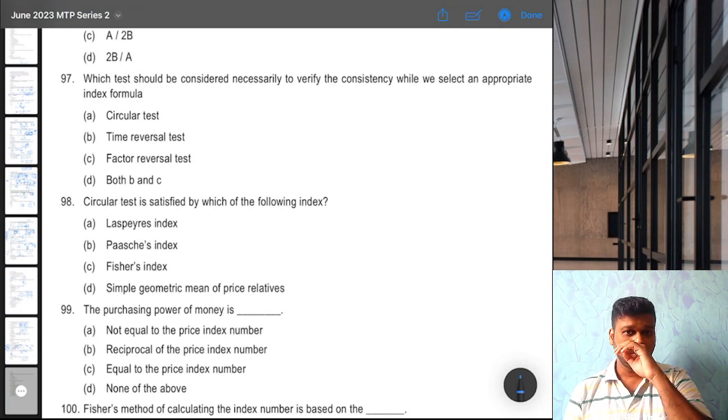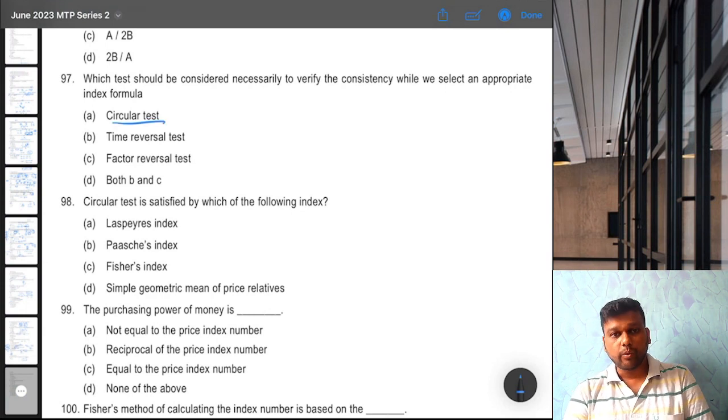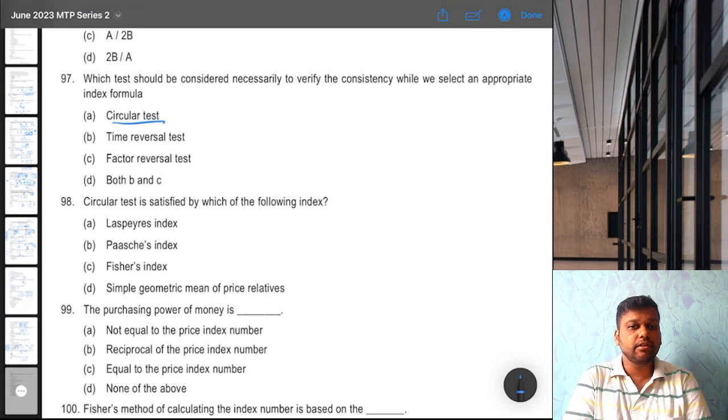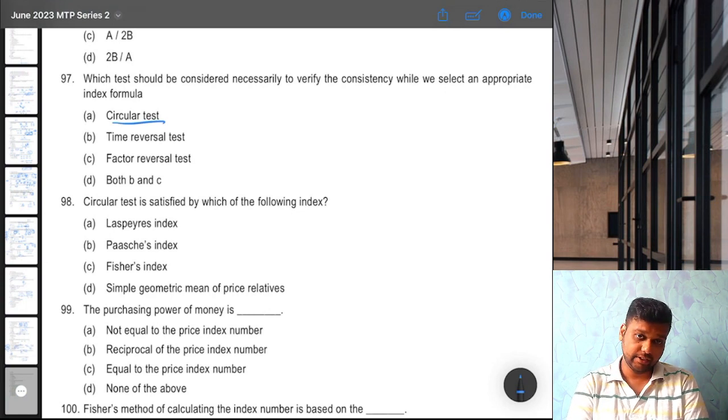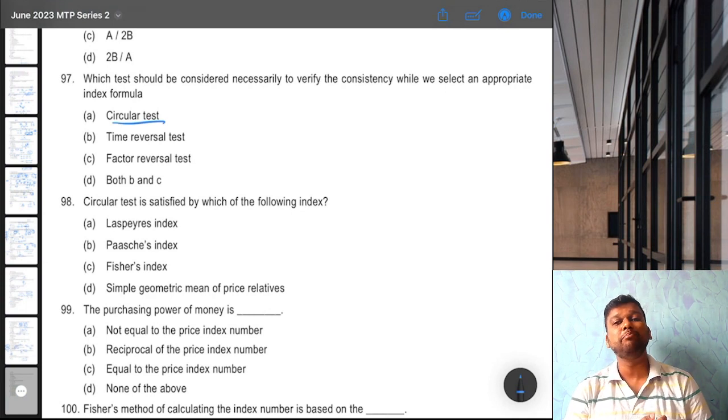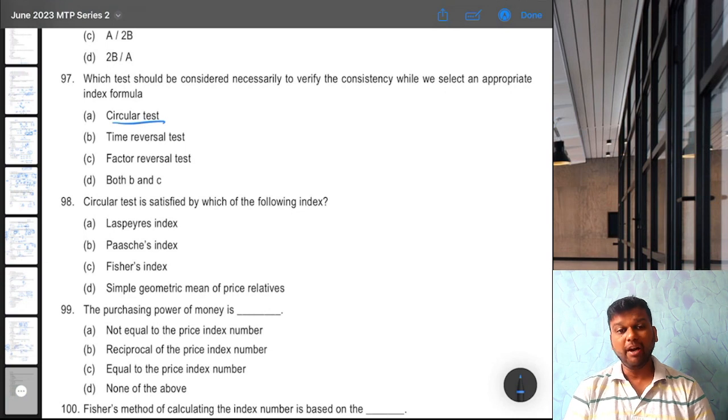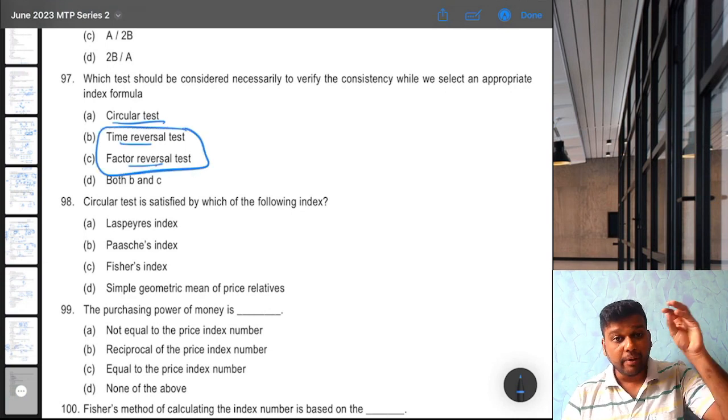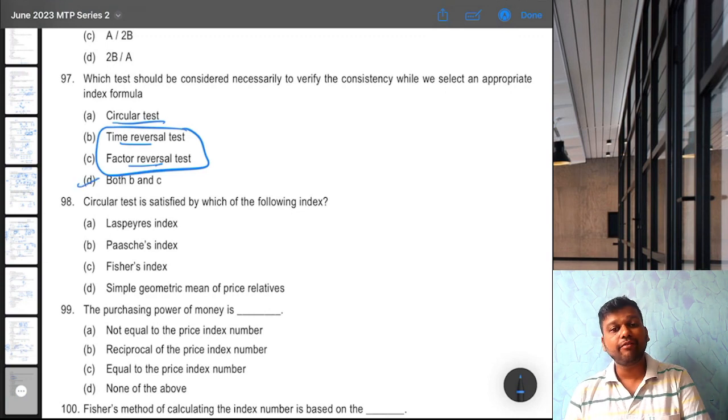Okay. Now, which test should be considered necessarily? Circular test is also required, but most of the index number formulas do not satisfy the circular test. Circular test is only satisfied by simple index number formulas. But time reversal and factor reversal are must. These are the basic tests. So B and C have to be there.